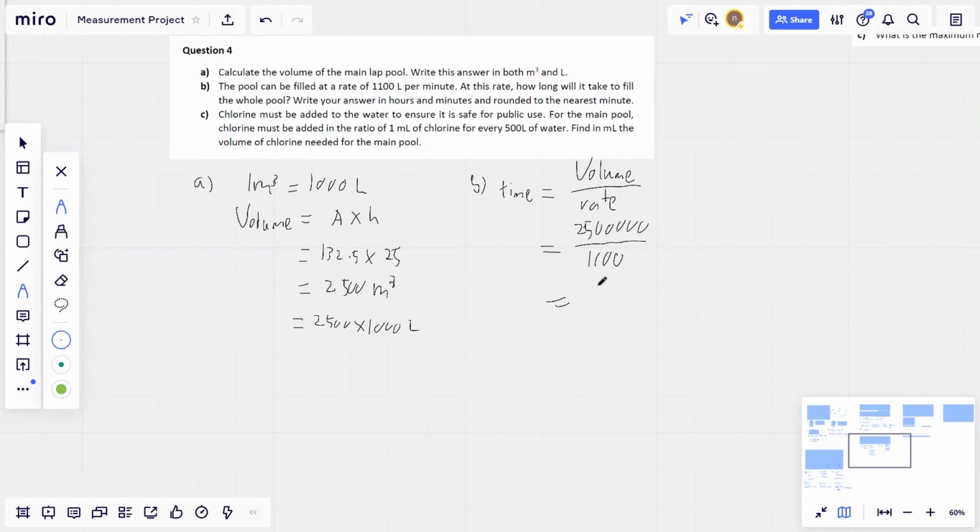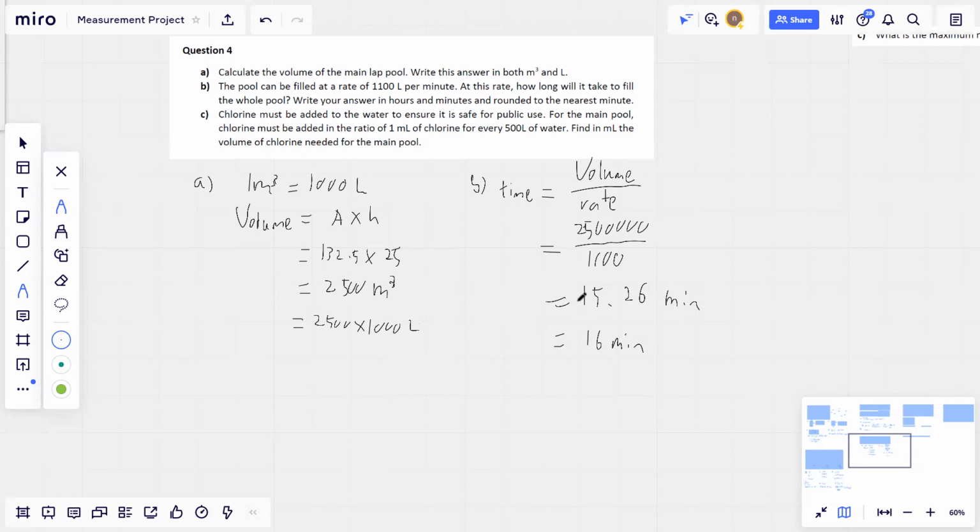For example, if you got 15.26, sorry, that's in minutes, not in hours. So we need to round it to the nearest minute. We round it up, because we need to fill the pool. So that would be 16 minutes.